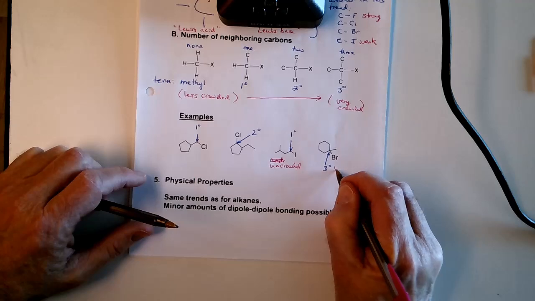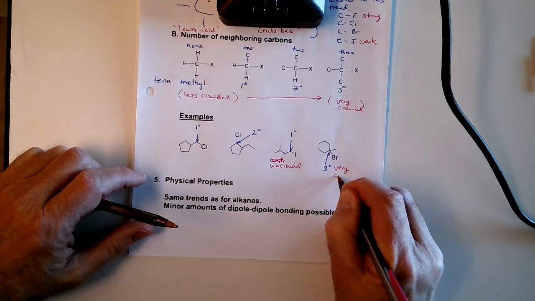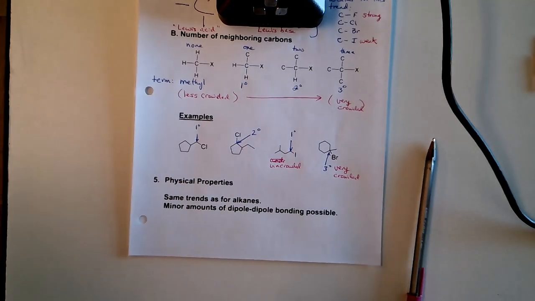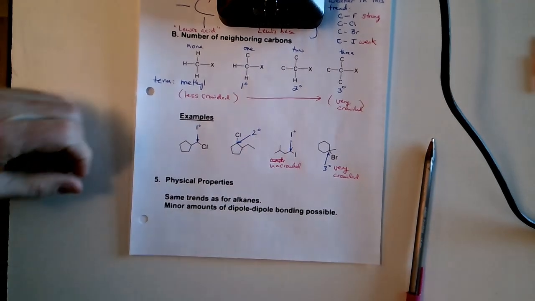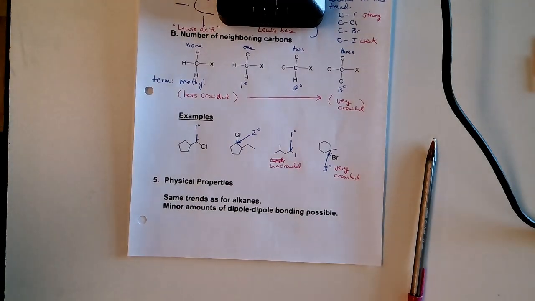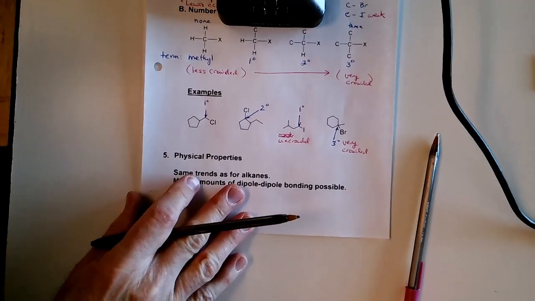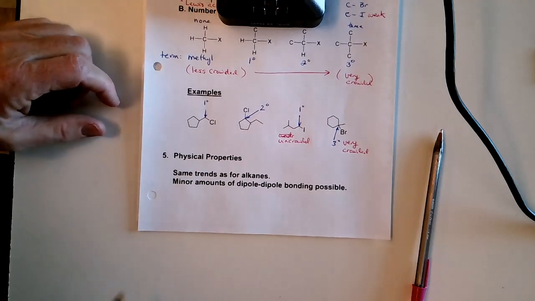This one right here, very crowded. And that's at the carbon where the halogen is sitting. Okay, now after having introduced a few differences among these characters, we're just about to look at how they react. But just a little bit first about their physical properties.